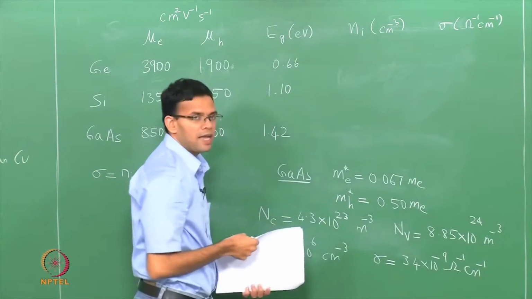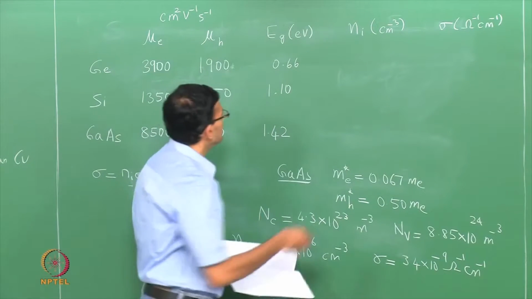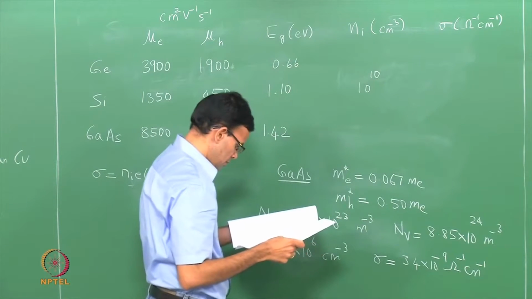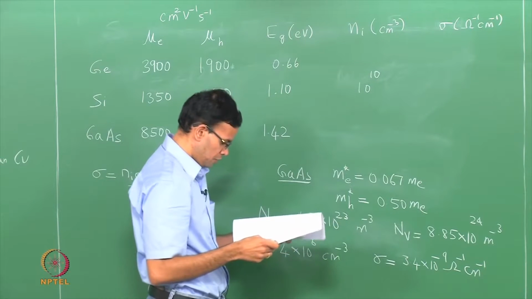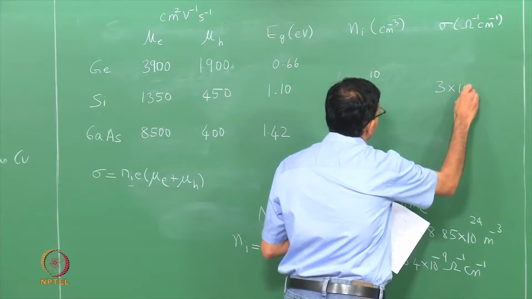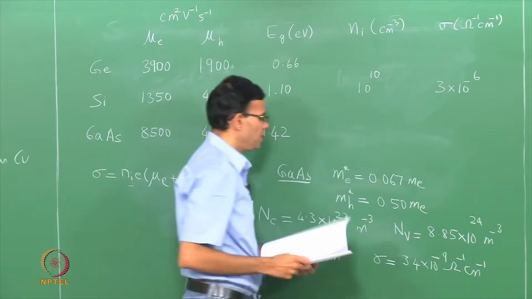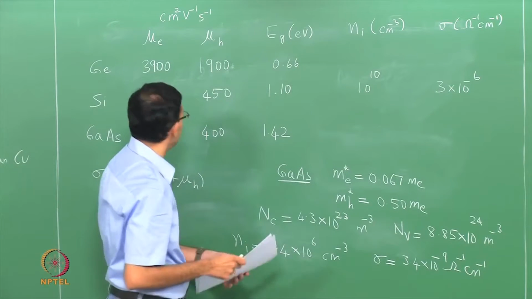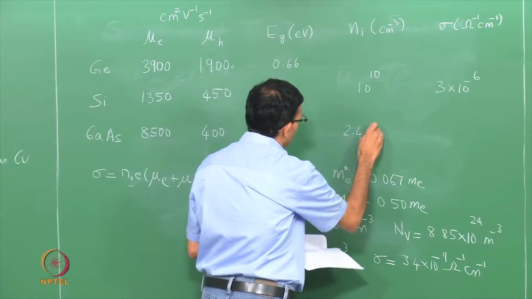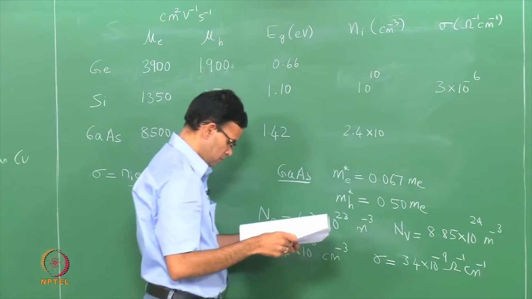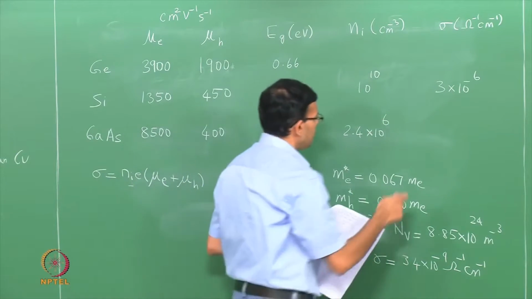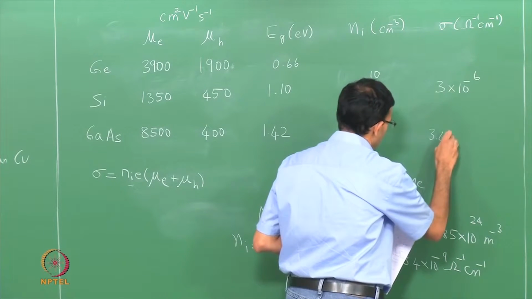We already did this calculation for silicon. So, for silicon we had Ni to be 10 to the 10, and then we had the conductivity for silicon to be 3 times 10 to the minus 6. We just did the calculation for gallium arsenide. So, if you write the values for gallium arsenide, Ni is 2.4 times 10 to the 6, correspondingly conductivity is 3.4.